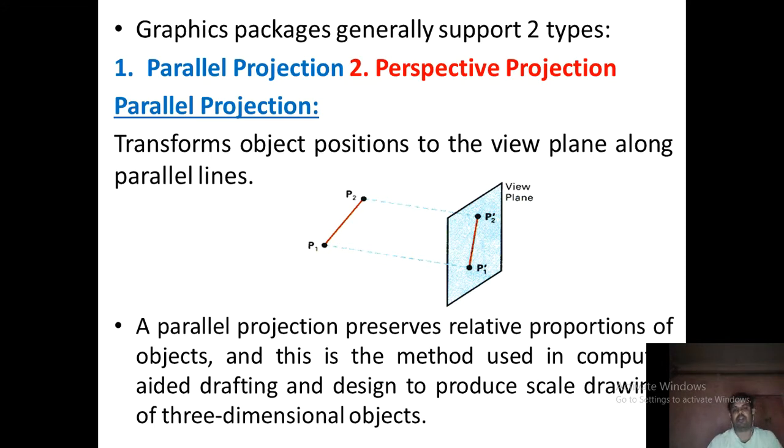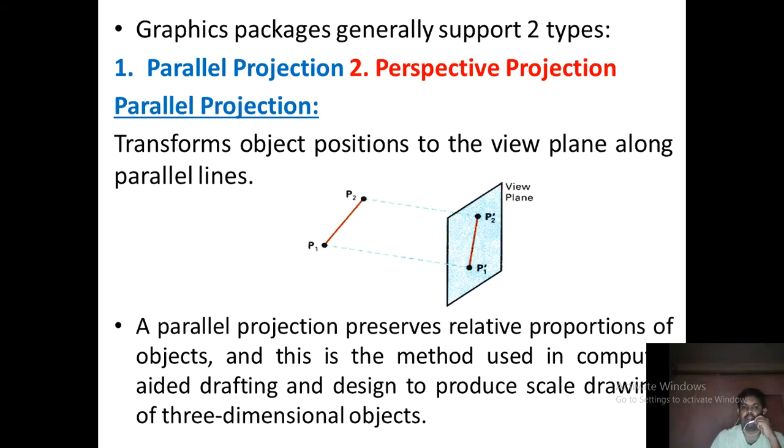In this example we have taken a line, P1 P2. I want to project it on my view plane, so I pass parallel lines through P1 and P2. P1 lands on the projection plane at P1', P2 lands at P2', and then I draw that line. That is what parallel projection means. Whatever object you want to draw, just pass parallel lines onto your projection plane.